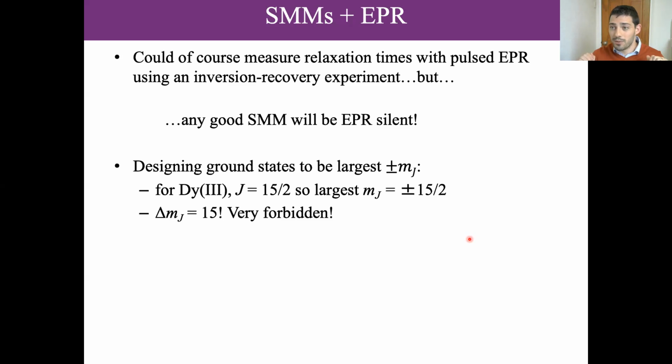So you're talking a delta MJ 15 transition, plus minus 15. And that's really forbidden, really forbidden. And the energy separation to the first excited state is, in good single molecule magnets, on the order of 500 wave numbers. So you're talking terahertz to get that transition.